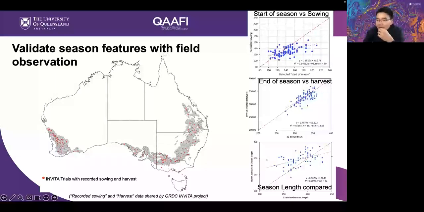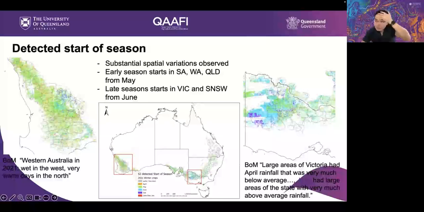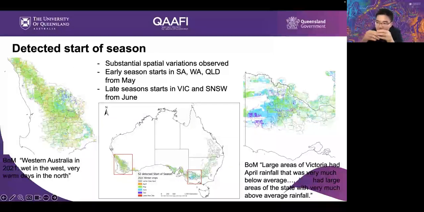And there is also a better agreement between the end of season feature and the actual harvest, as we see from the scatter plots here. And from here, I will quickly go through several maps to showcase the results from the season feature detection method. This slide focuses on the identified start dates of the 2021 winter cropping season, and we observe both the national overview and the detailed insights for Western Australia and Victoria regions.